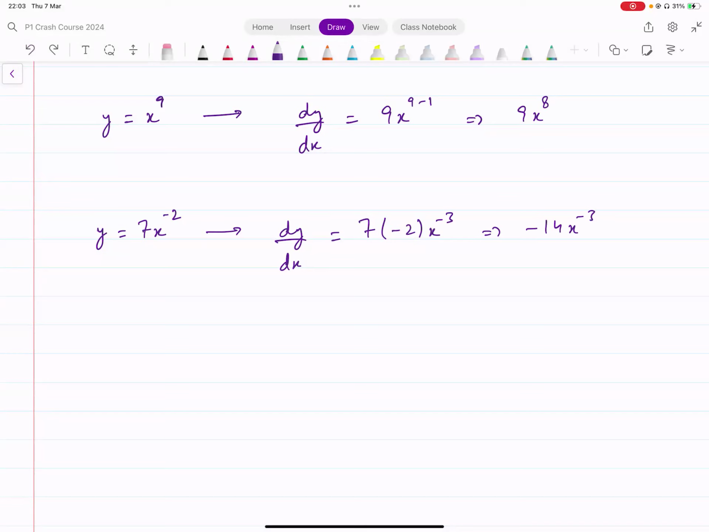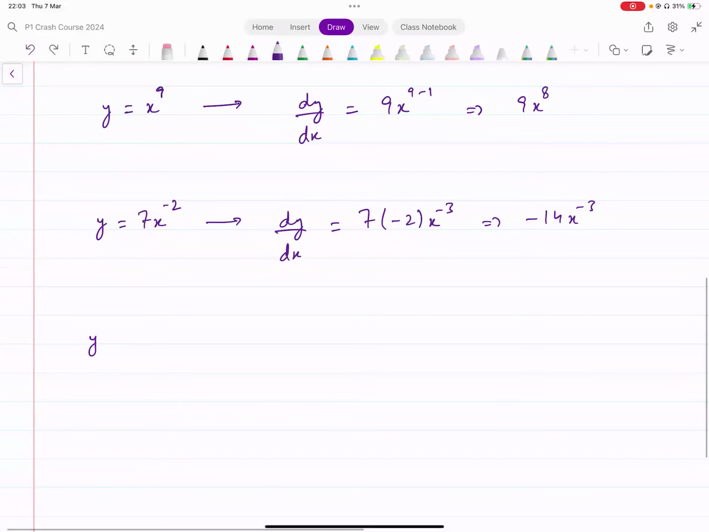Okay. Let's take another example. Let's say you had something like this: y equals minus 4 over 3 into x raised to the power 5 over 2. What about this? How would you differentiate this? Anyone? Take 30 seconds and let me know what the derivative of this function should be. Sir, it would be minus 4 over 3 times 5 over 2 multiplied by x raised to power 3 over 2.